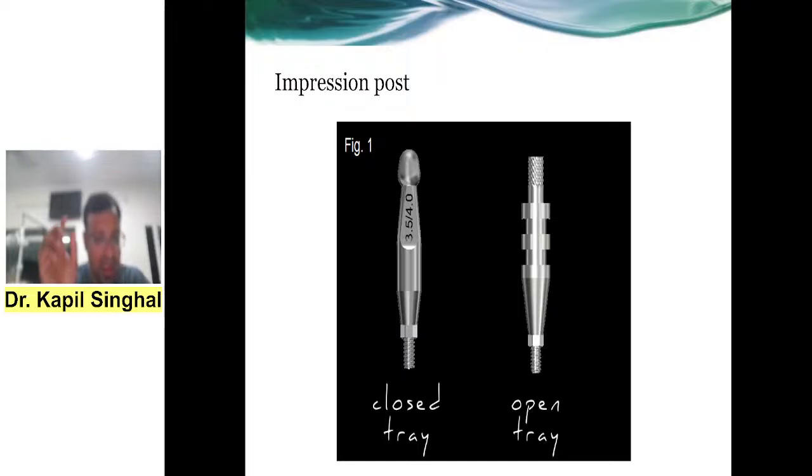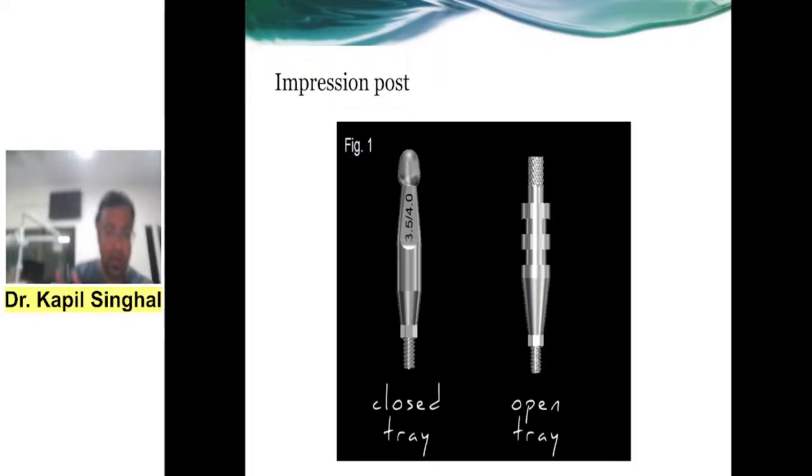What I'll do is, I will remove the healing cap. I will put this closed tray impression post over my implant. I will choose a tray with no opening. I will put light body around my impression post, and I'll take putty inside the tray and insert that tray in the patient's mouth. As soon as the material sets, I will remove the tray, but the impression post is still in the patient's mouth. So in closed tray, the impression post is still in the patient's mouth.